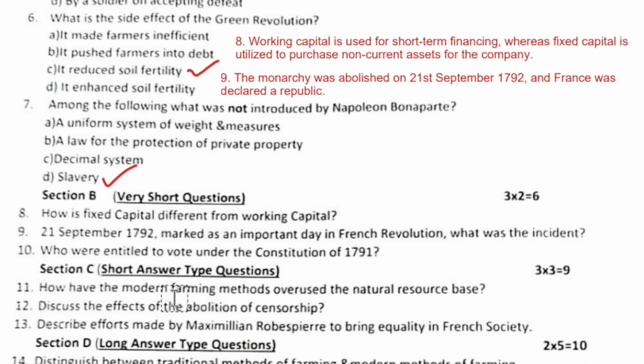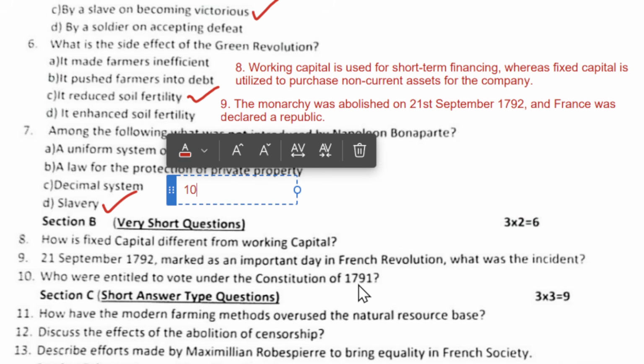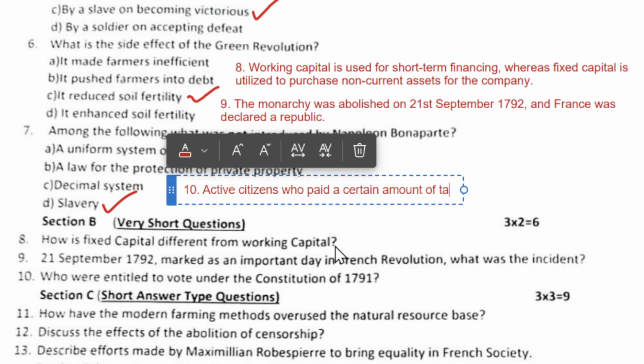Who were entitled to vote under the Constitution of 1791? So I'll write the answer here for the 10th question. Do remember, it should not exceed 40 words. So the answer is active citizens who paid a certain amount of taxes were entitled to vote. Okay.